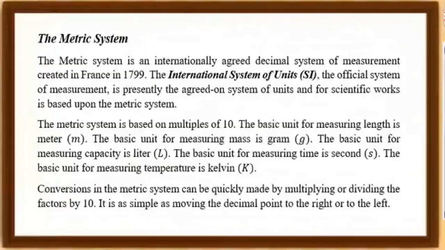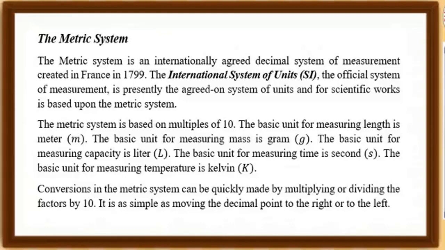The metric system. The metric system is an internationally agreed decimal system of measurement, created in France in 1799, and the International System of Units, or SI, is our official system of measurement. It is presently the agreed-on system of units for scientific work and is based upon the metric system. The metric system is based on multiples of tens.